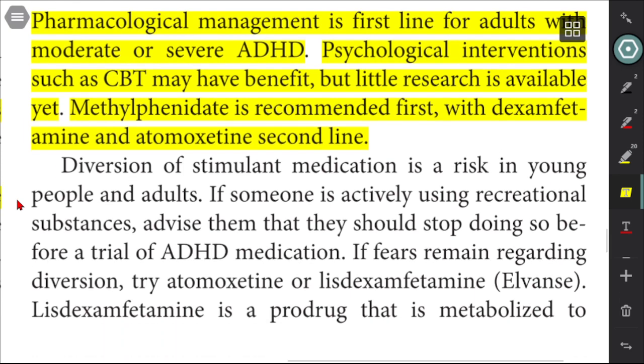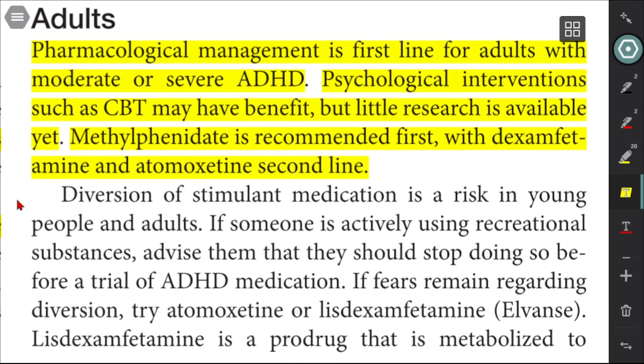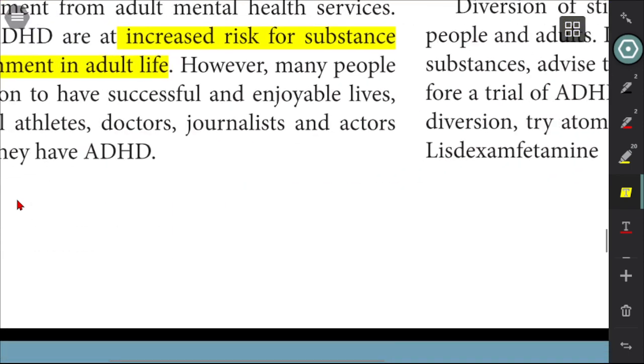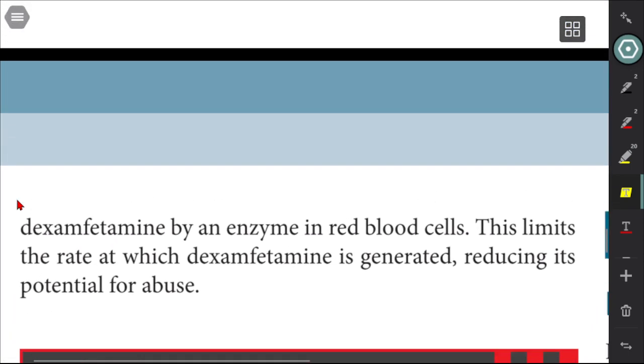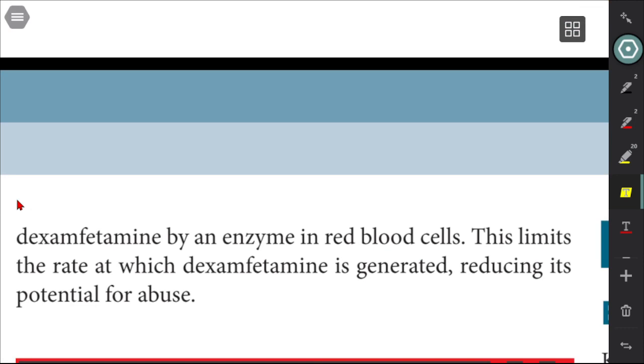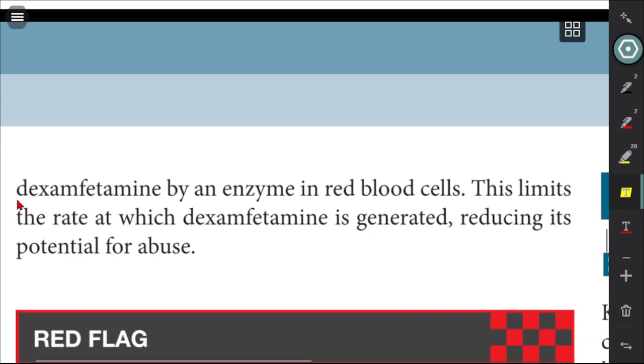If someone is actively using recreational substances, advise them that they should stop doing so before a trial of ADHD medication. If fears remain regarding diversion, try atomoxetine or lisdexamphetamine. Lisdexamphetamine is a prodrug that is metabolized to dexamphetamine by an enzyme in red blood cells. This limits the rate at which dexamphetamine is generated, reducing its potential for abuse.